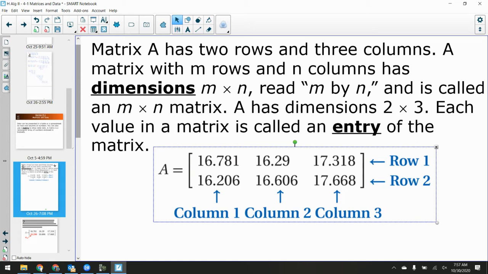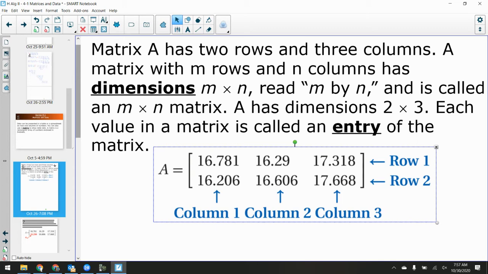Usually we denote it by a capital letter. The dimensions we would call an M by N matrix. An M by N matrix has M rows and N columns. It always goes rows, then columns. So for example, this is a 2 by 3 matrix because it has 2 rows, 3 columns. Rows go side to side, columns go up and down. Think of columns of a building, right? Those go up and down. Okay, rows go side to side, columns go up and down.